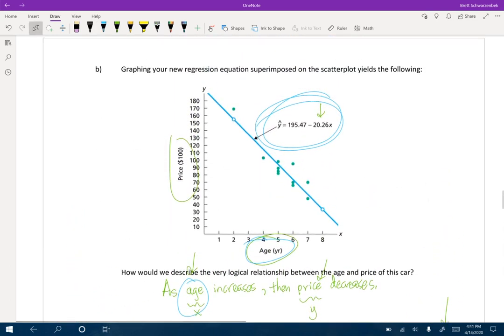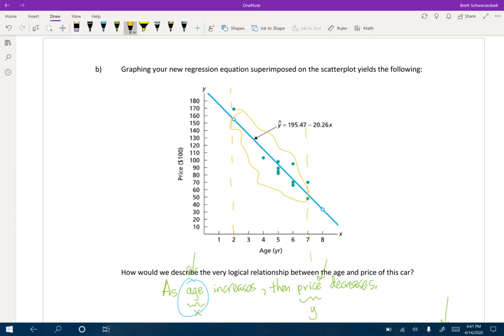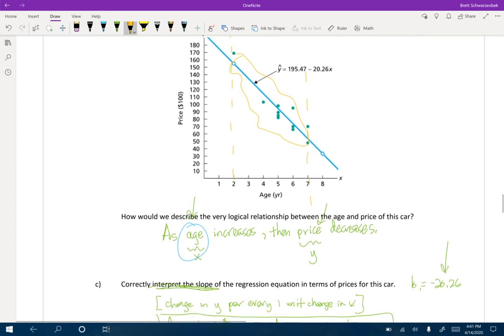Okay, so let's take a look at that. Let me get rid of the writing on here. So from 2 to 7. What they're saying is that this line might only be accurate from here to here. And that makes sense, by the way, because when you get outside of that, maybe the equation isn't very wide, and we don't have a lot of cars that are greater than 7 years old in the data. A lot of people buy new cars pretty fast.